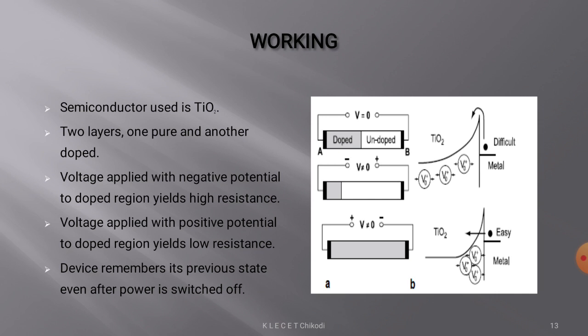Coming to the working of memristors, they are made up of semiconductor materials such as titanium dioxide. They consist of two layers, one pure and the other doped. To obtain high resistance, voltage is applied to the negative potential terminal, and to obtain low resistance, voltage is applied to the positive potential terminal. The device remembers its previous state even after the power is switched off, so it is called a memristor.